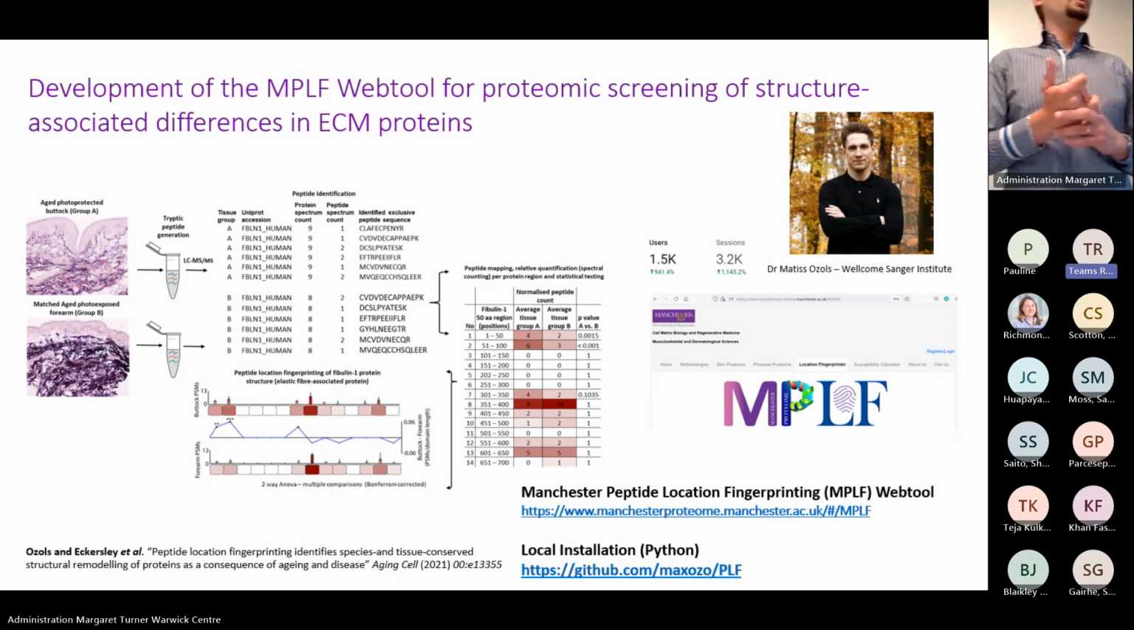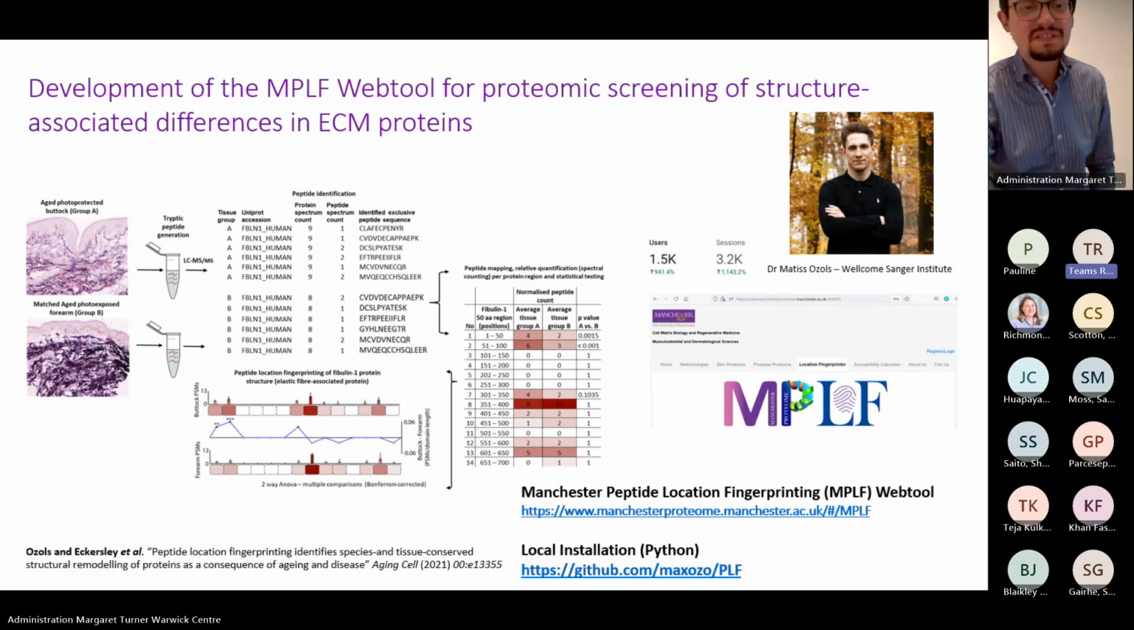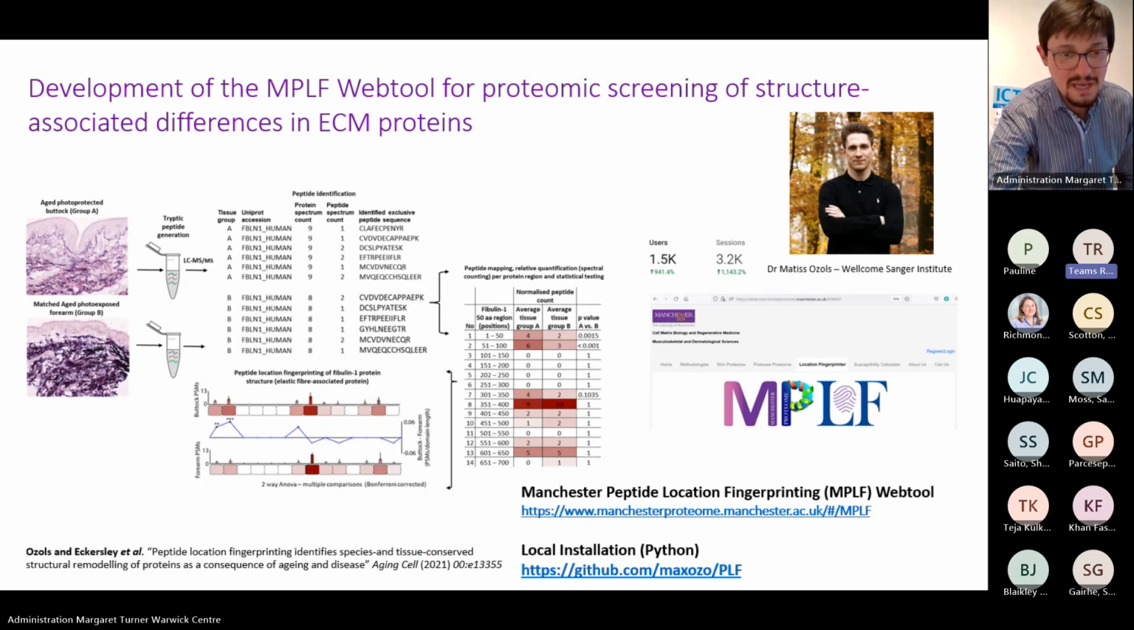And what it does is it takes all the peptides that you detect via just normal LC-MS/MS. It could be any LC-MS/MS data set. It maps it back to your protein. So you segment your protein into 50 amino acid size bins or segments, and map your peptides. You can compare it between two groups, so fibrotic, non-fibrotic, aged, young. In this case, it's looking at photoaged versus photoprotected. And then you quantify your peptides across the protein structure and look for changes.